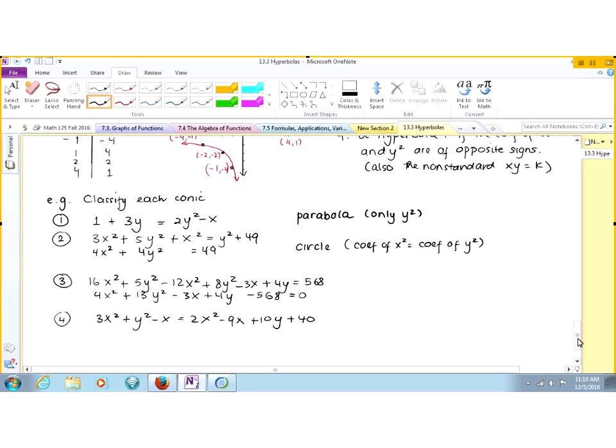Which one? Wait, I mean, we only have 4, right? And then I'm asking you, what type of conic is this? Ellipse? Why is it an ellipse? Yes, because the coefficient of x squared and the coefficient of y squared are of the same sign. Yay or nay? What about the last one?